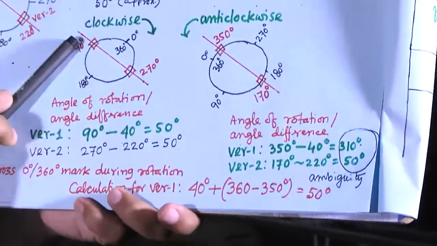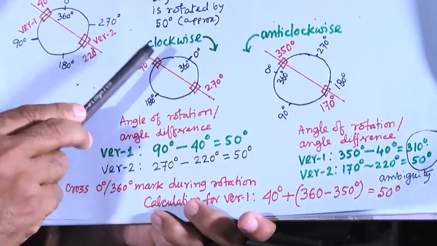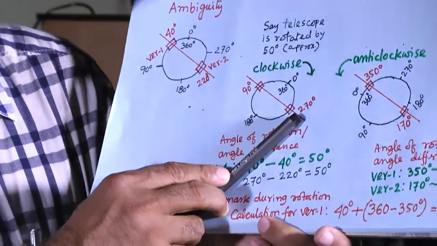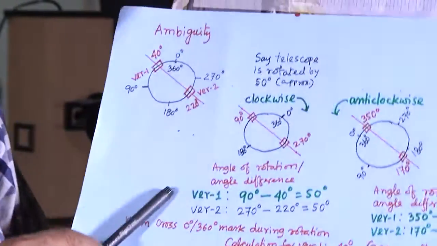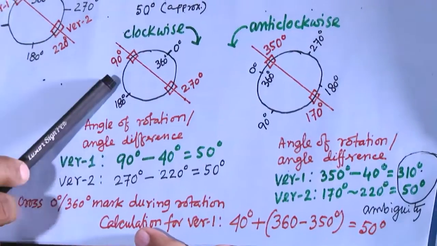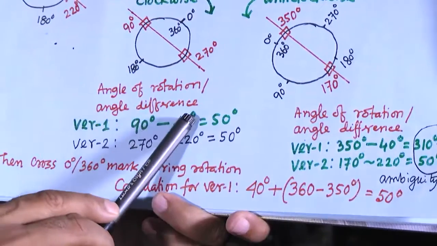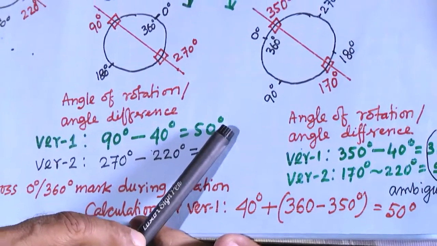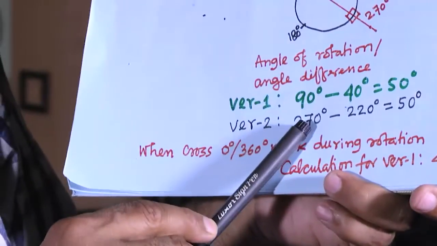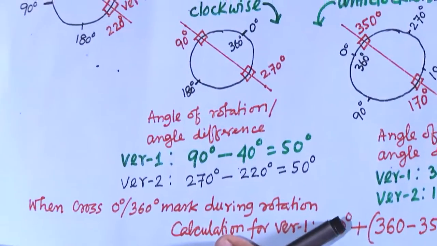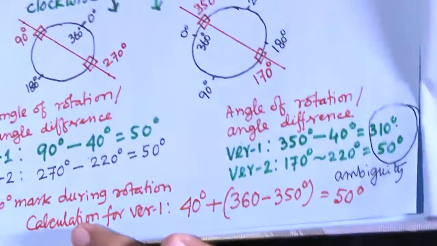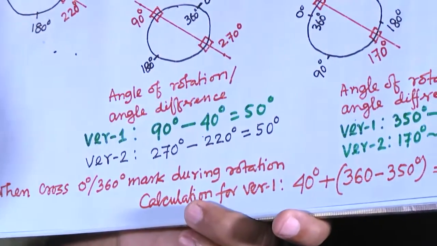So, you will see this reading 90° and this reading 270°. As I told, we have to take the difference of the two readings of vernier 1: 90° minus 40° equals 50°, and the difference of the two readings of vernier 2: 270° minus 220° equals 50°. So, basically this rotation I have given is 50°, as I just told.